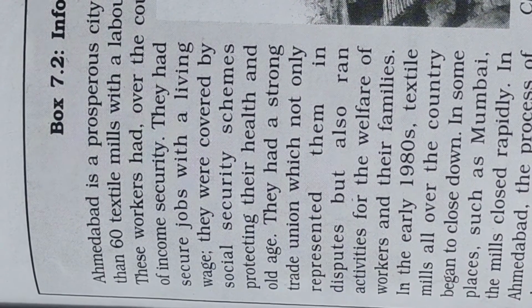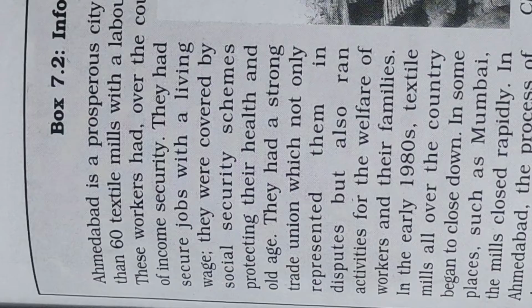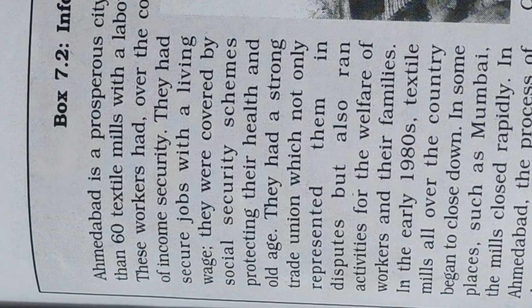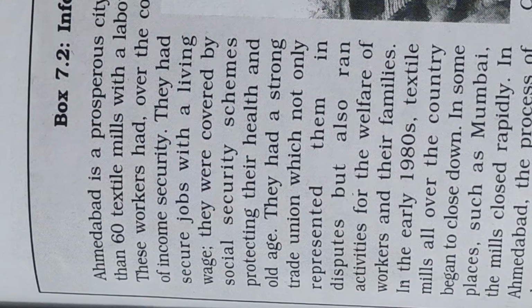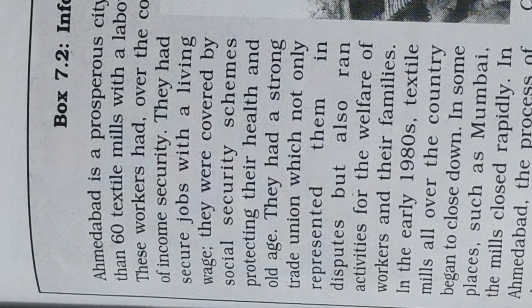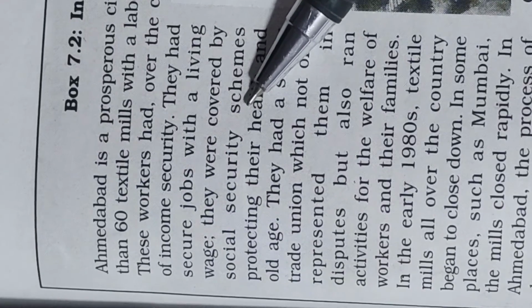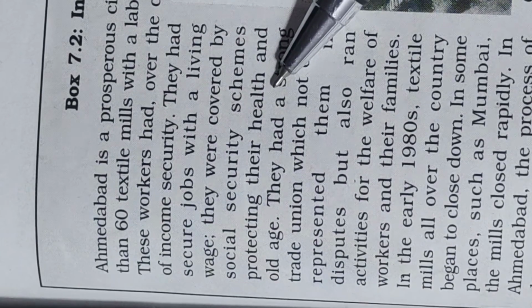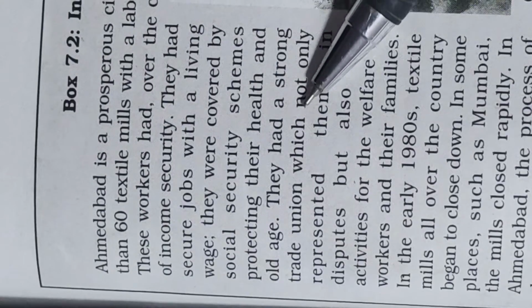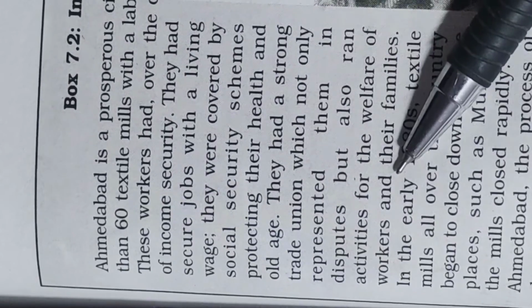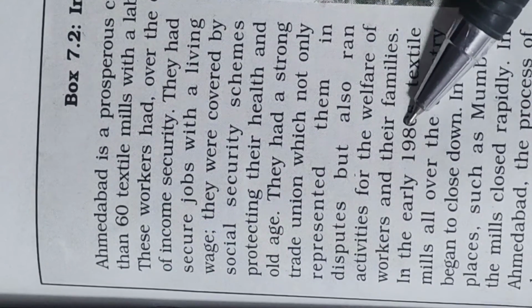So this is the box I'm going to read: informalization in Ahmedabad. Ahmedabad is a prosperous city with its wealth based on the produce of more than 60 textile mills with a labor force of 150,000 workers employed in them. These workers had over the course of the century acquired a certain degree of income security. They had secure jobs with a living wage. They were covered by social security schemes protecting their health and old age. They had a strong trade union which not only represented them in disputes but also ran activities for the welfare of the workers and their families.